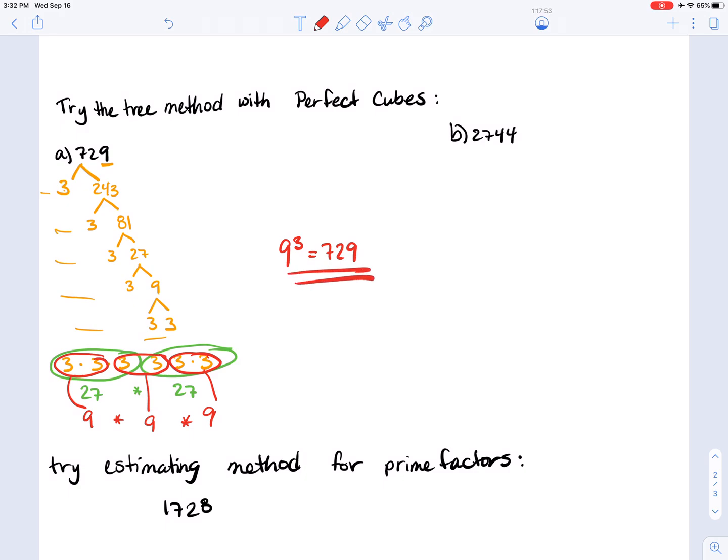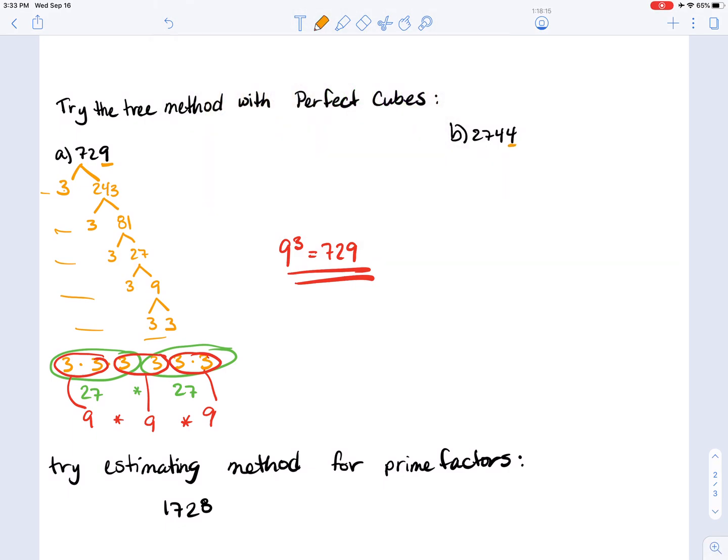So just by grouping, I hope you see the difference on how we can change it from perfect square to perfect cube. Not all of them work out like 729. So let's look at the example of 2744. So this one's going to look a little bit different. So let's have a go at this one with the tree.